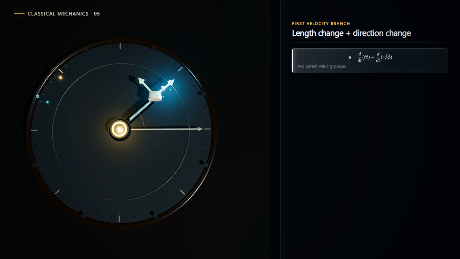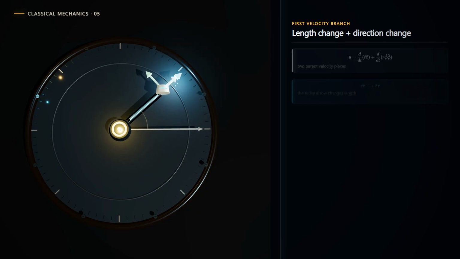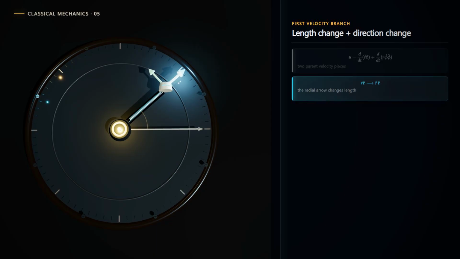Start with the radial velocity, r dot r hat. Freeze the compass direction and let r dot change. The arrow grows or shrinks along r hat, contributing r double dot r hat.